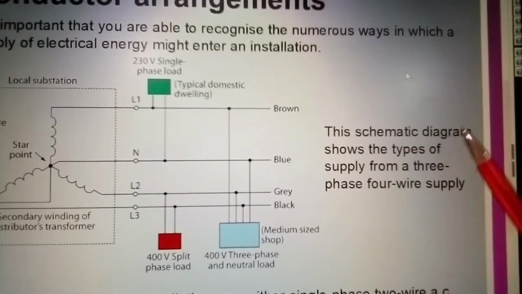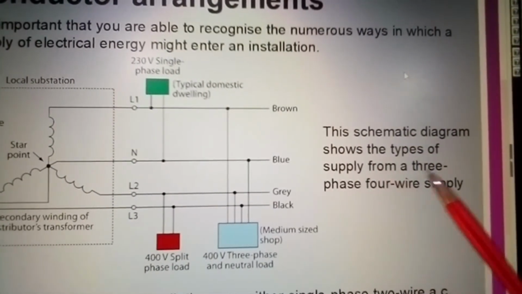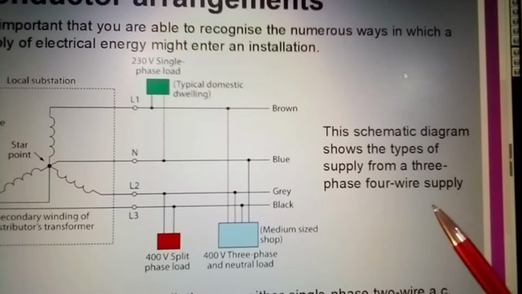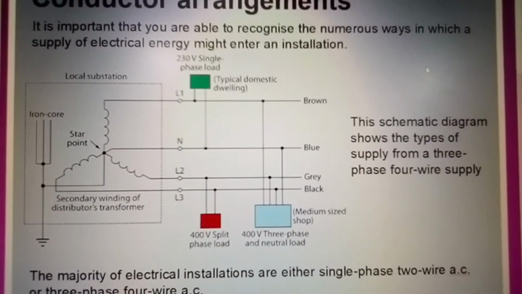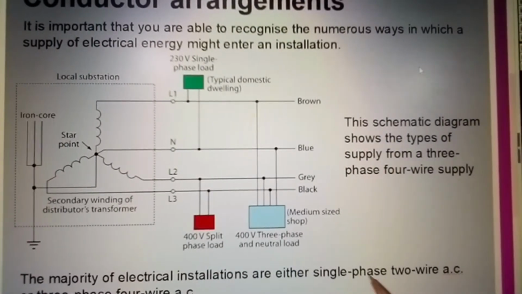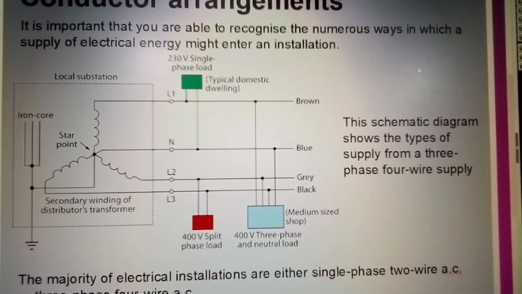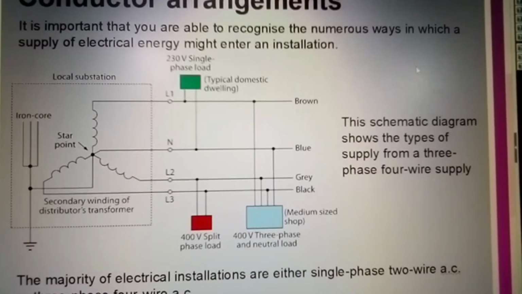Now here this schematic diagram shows the types of supply from a three-phase 4-wire supply system. The majority of electrical installations are either single-phase 2-wire AC or 3-phase 4-wire AC.